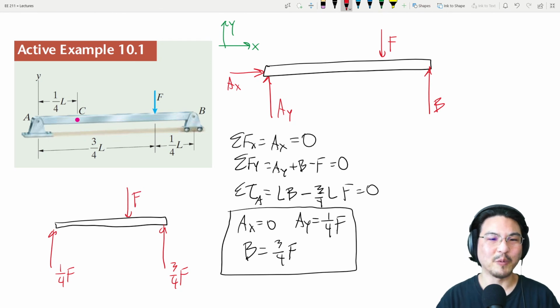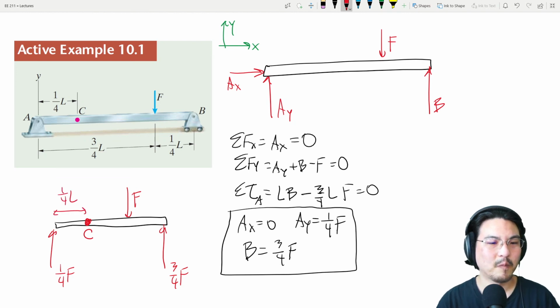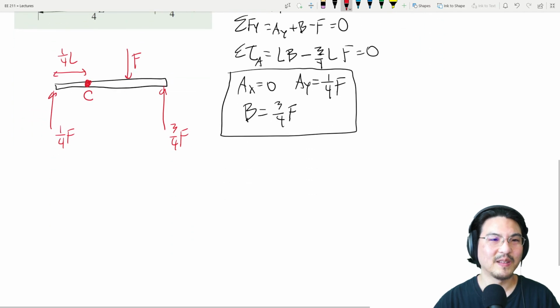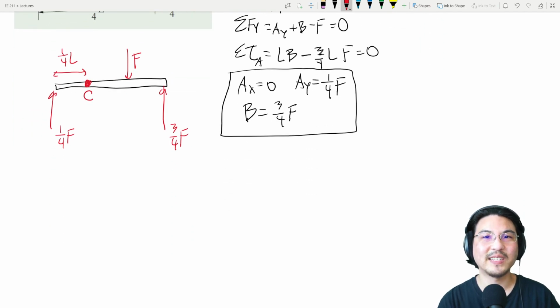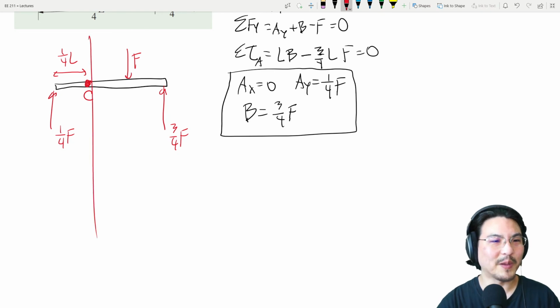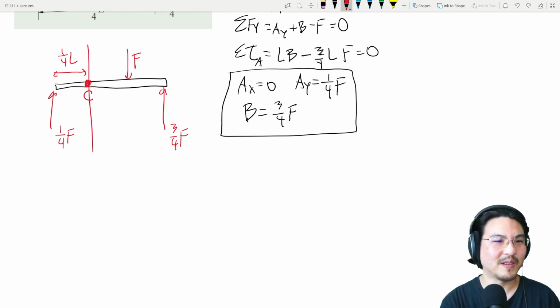B is 3/4 F, and then there's a load over here. Okay, and we want to know internal forces and moments right here at point C, which is a quarter of the way over. Okay, how do we do it? So the strategy is you section it. You just chop it right there. You cut right through point C.